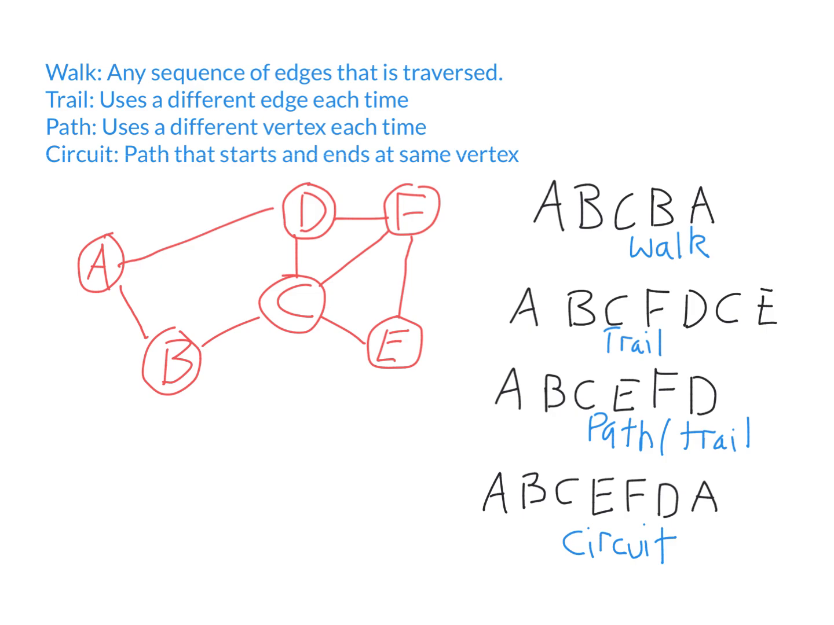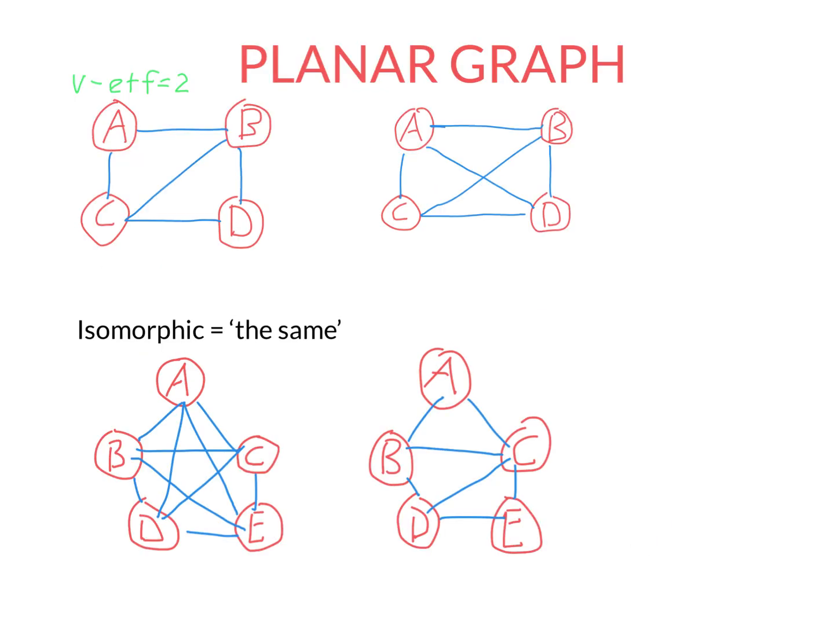All right, let's now look at planar graphs. So planar graphs have the very appealing property that you can draw them without any intersecting edges. This may be very useful in something like drawing a road network and you don't want any roads to intersect. So this is an example of a planar graph because it has no intersecting edges.